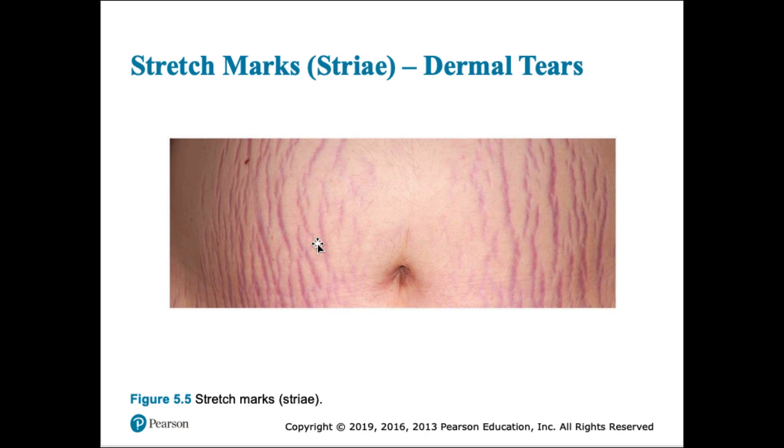These commonly appear on the stomach. That tends to be something that comes pretty fast. Some people can get them on their thighs and their buttocks, and some in the arms too, if the upper arms are growing pretty quickly. These do not go away.